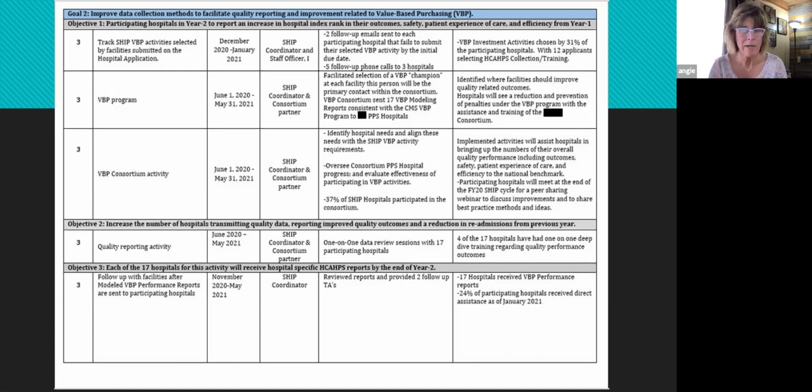On that last one, looking at the end of year 2, activity to receive hospital-specific HCAHPS reports, 17 hospitals received performance reports. Well, they all received performance reports. We all get that in HCAHPS. What did we do with that data? How did we change it and improve? Next slide.